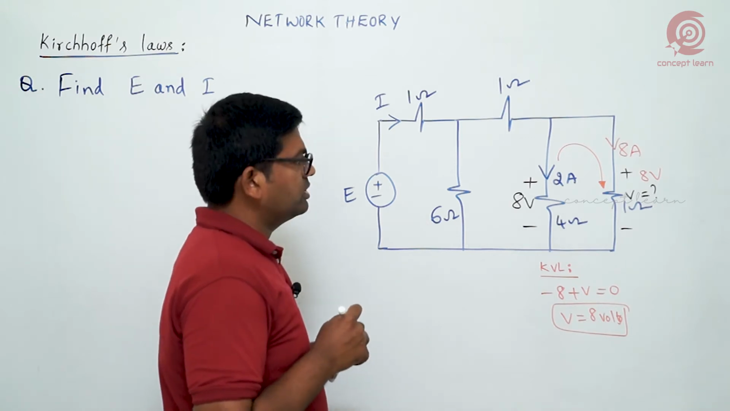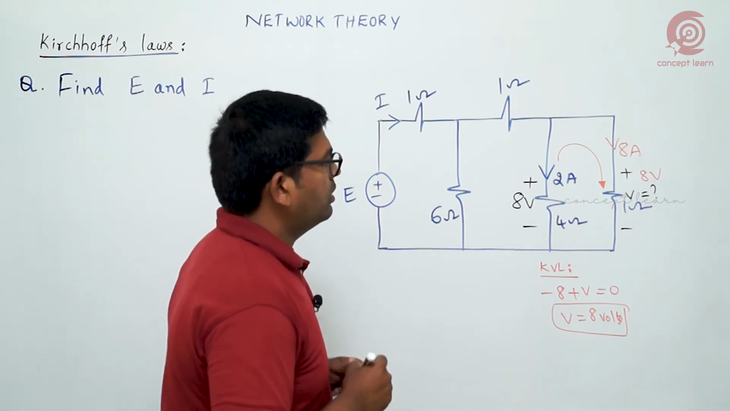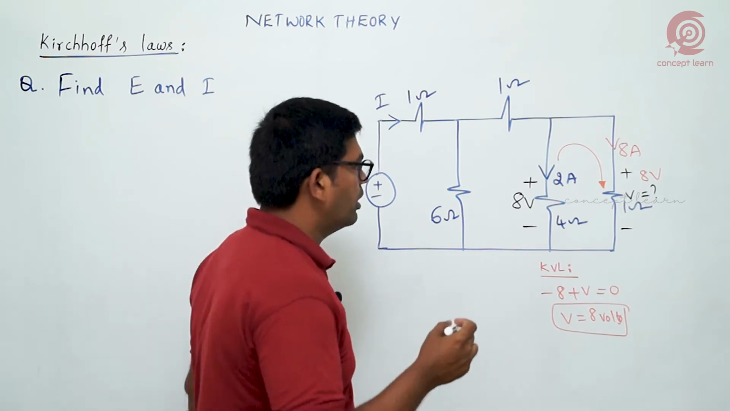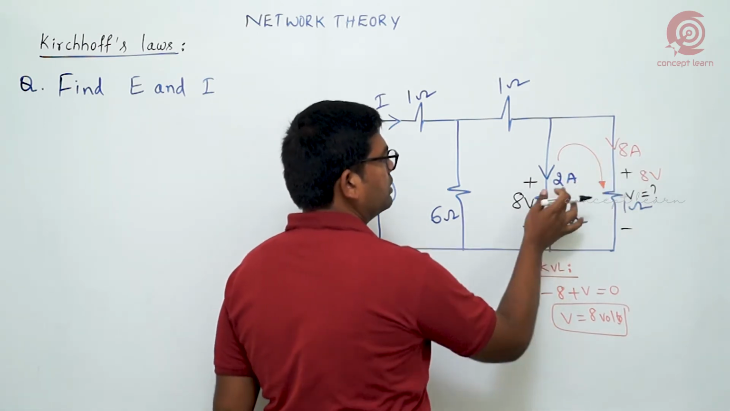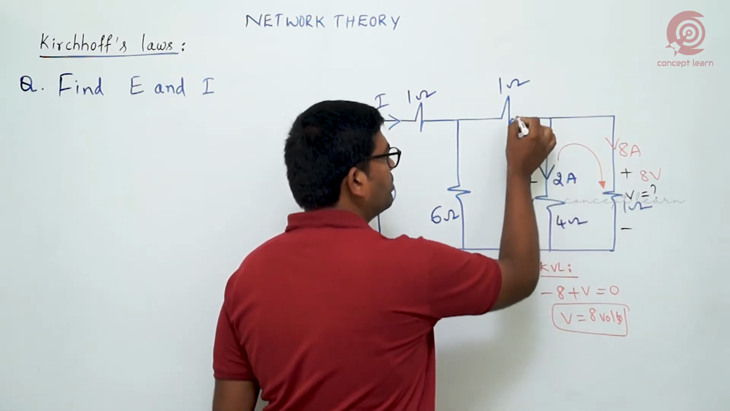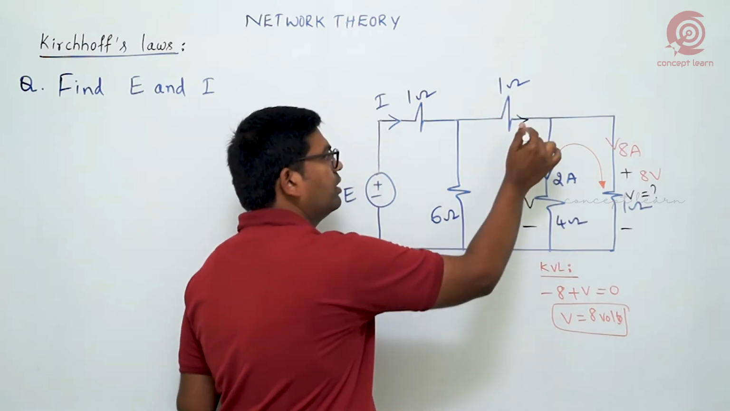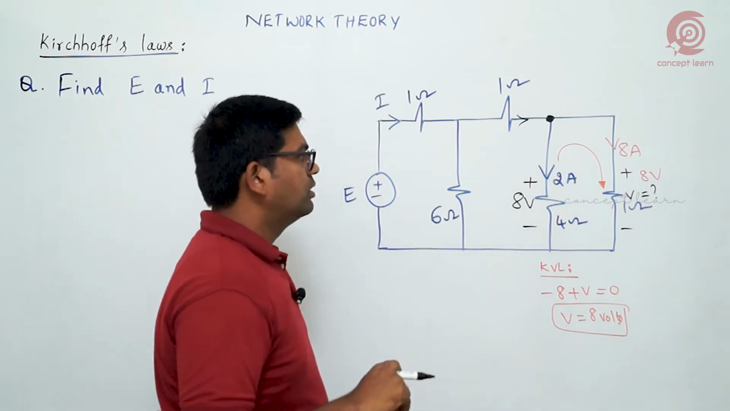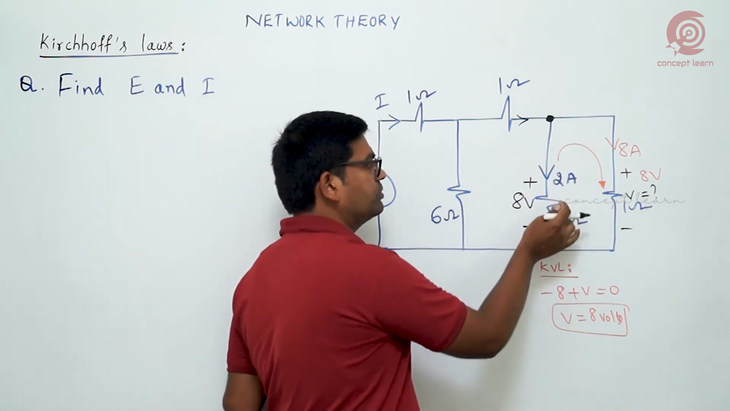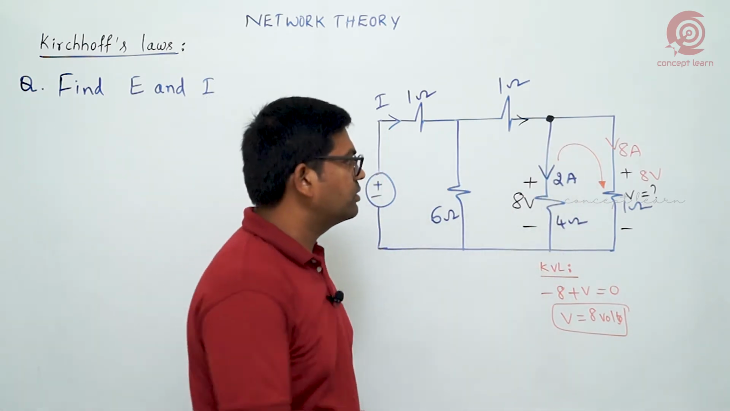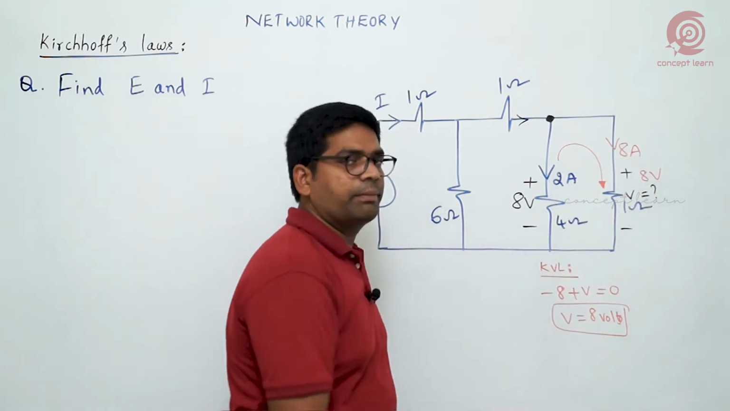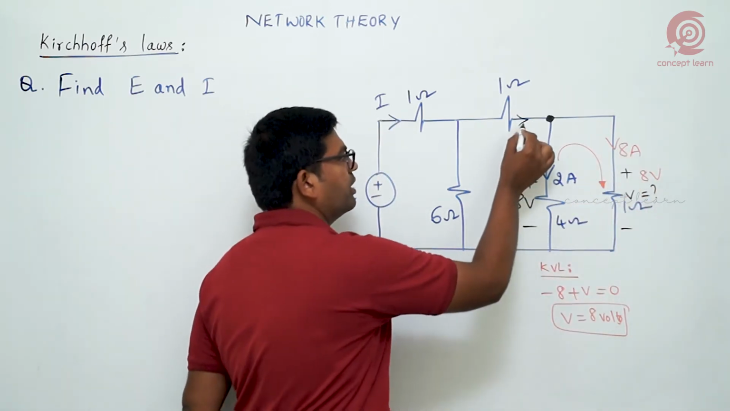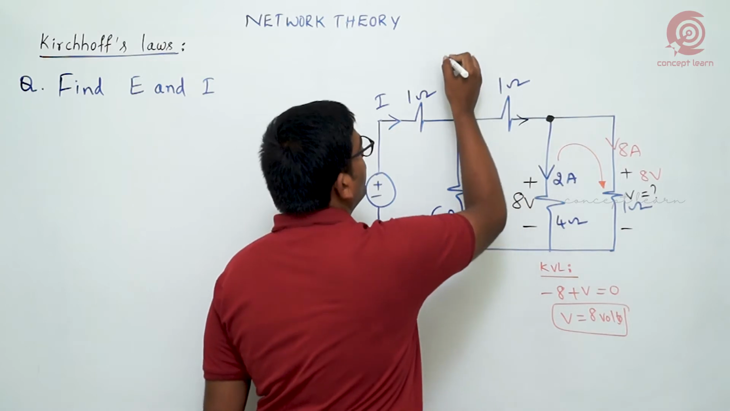Now coming to this another branch. After having the current in these two branches, what must be the current here? If you just apply KCL at this node, the current through this 4 ohms is already there, 2 amperes, and the current through this 1 ohm we got 8 amperes. So what must be the current here by KCL?